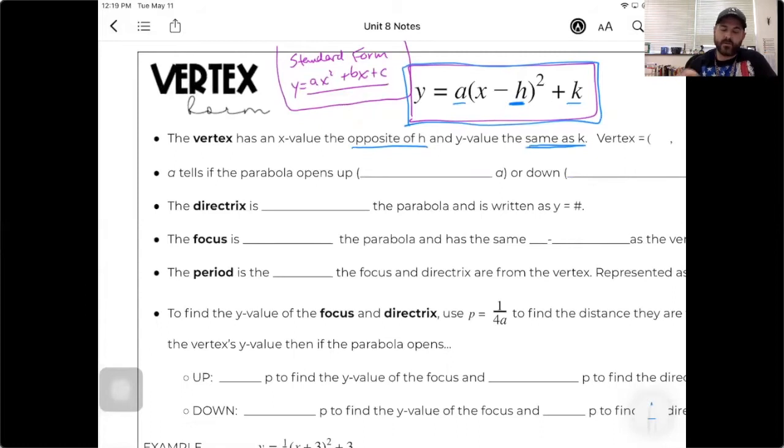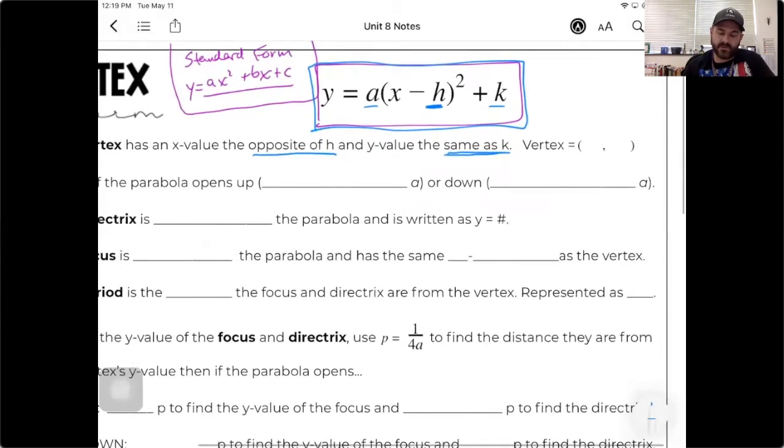Okay, here's how I teach my students to identify this. The vertex is the point (h, k), and you might remember this from when we talked about equations of circles. But for a vertex form quadratic equation, we remember this phrase: h lies, k tells the truth. Remember the h value is always the opposite. h is lying about its positive or negative value. k is telling the truth.